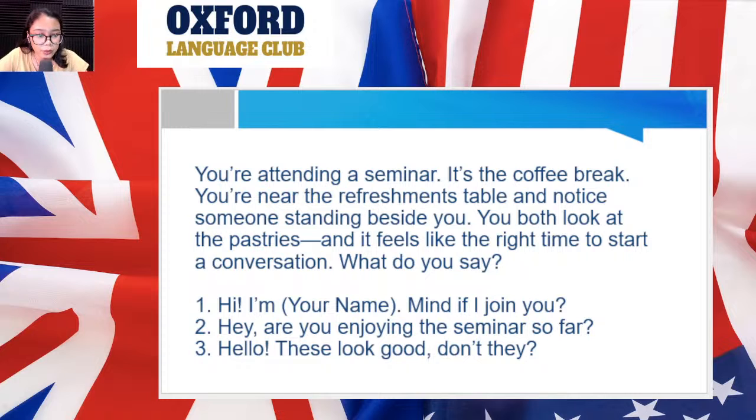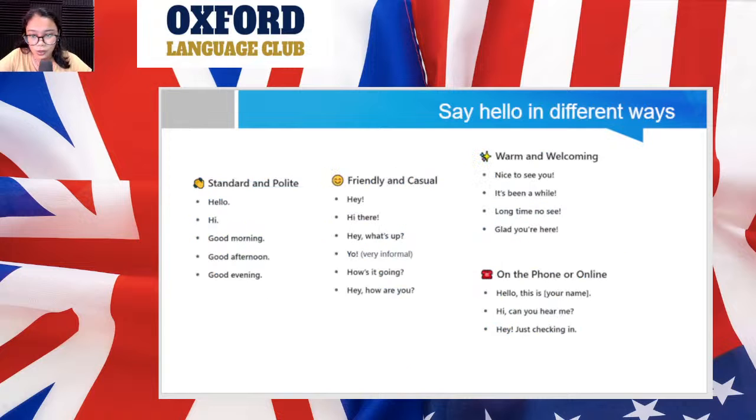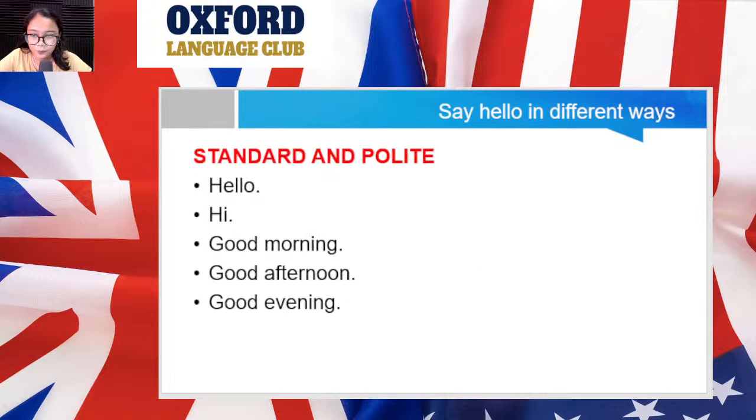We'll use this scenario to understand why learning basic greetings is so important. When we move to the next slide, we will look at some common ways to say hello in English. Okay, these are saying hello in different ways. We have standard and polite, friendly and casual, warm and welcoming, and lastly on the phone or online.